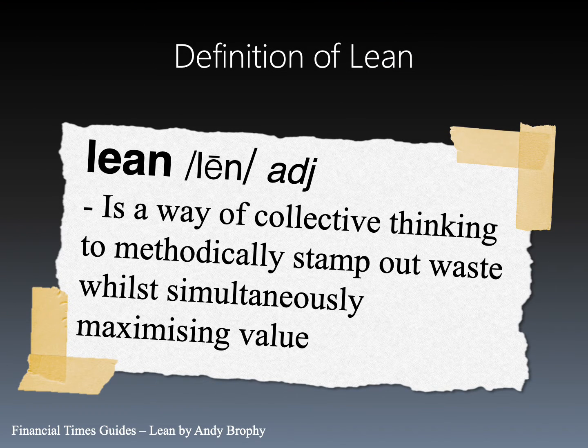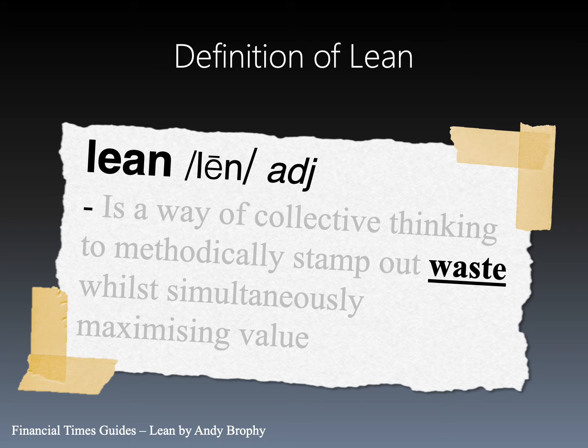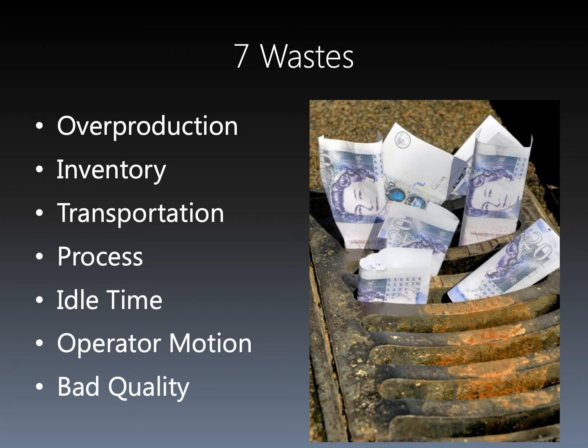There are quite a few definitions of lean, and the one I've chosen is from the FT guide written by Andy Brophy. Here, lean is defined as a way of collective thinking that methodologically stamps out waste while simultaneously maximizing value. The word I would like to draw your attention to is waste. Waste is a very specific term used to define all unnecessary work. In fact, waste can be further subdivided into 7 specific categories.